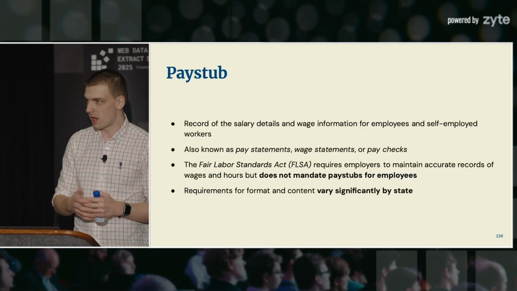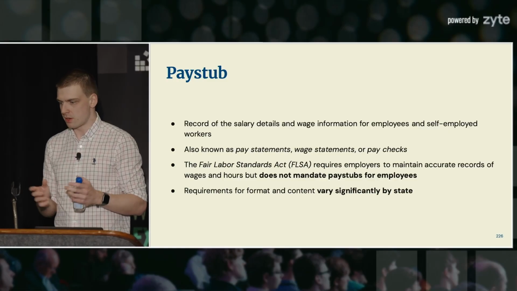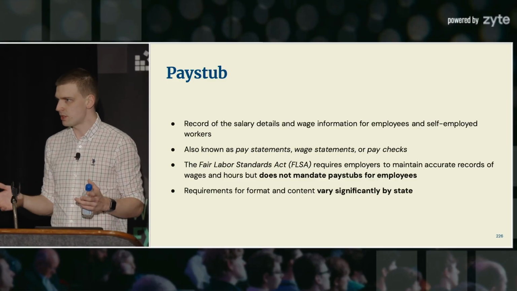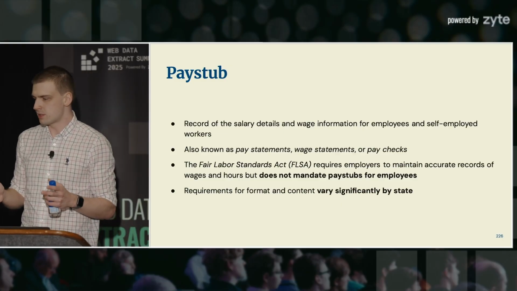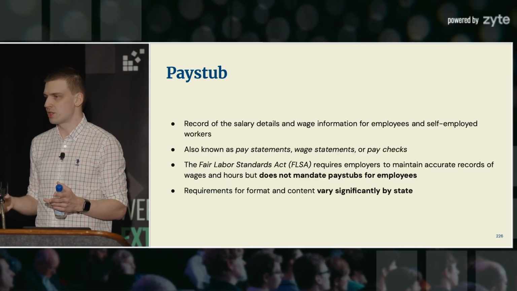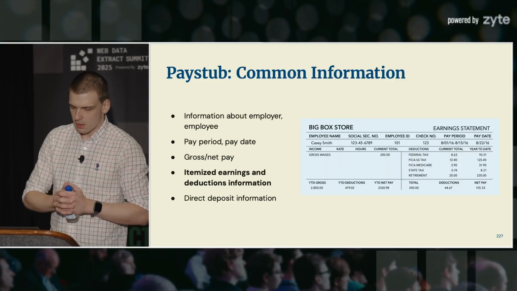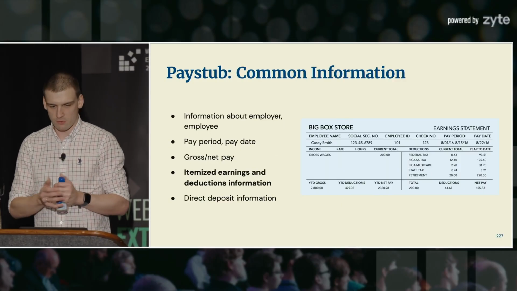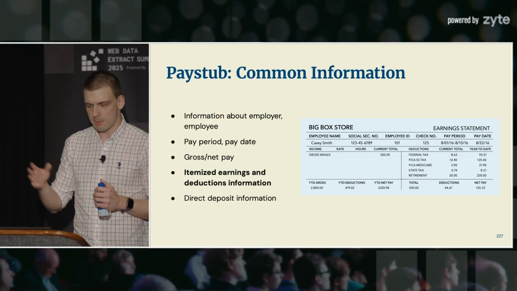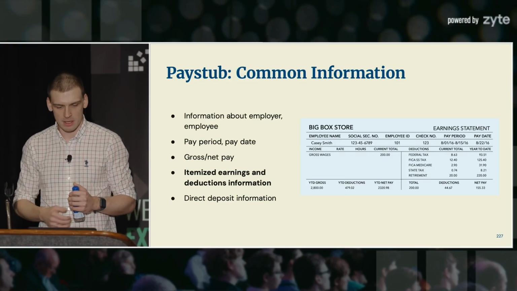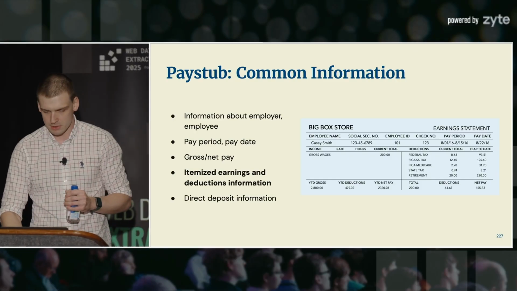On the other hand, we have paystubs. They are more common. They carry salary details like cadence, earnings, deductions, year-to-dates, but they vary wildly. And this makes data extraction a challenge and quality checks a need. This is common information that you can find on most of the pay stubs, like information about employer, employee, pay period, pay date, gross, net pay, itemized earnings, and so on. We will return to this example in a couple of slides.